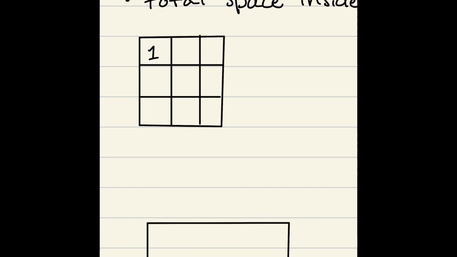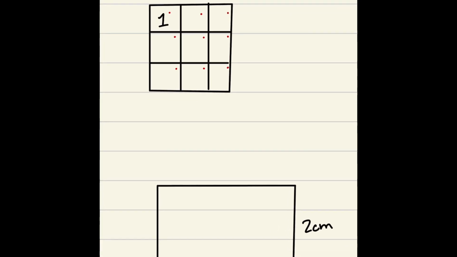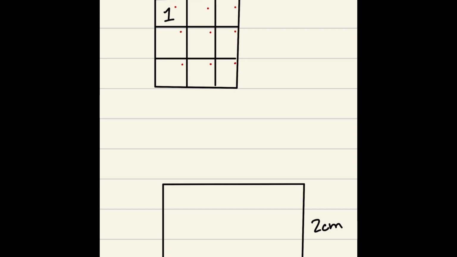What fills the space? Okay, well, let's count. We have 1, 2, 3, 4, 5, 6, 7, 8, 9. So we can say that the area is equal to 9 units squared, because we always need a unit, squared.